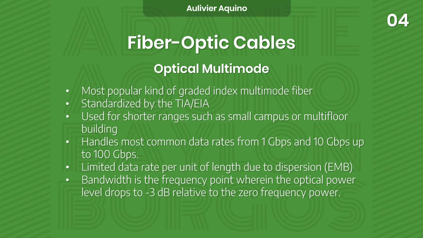Optical multimode, or simply OM, is the most popular kind of graded index multimode fiber. It is standardized by the TIA or EIA. It is used for shorter ranges such as small campus or multi-floor buildings. It handles most common data rates from 1 GB per second and 10 GB per second up to 100 GB per second. Limited data rate. Optical multimode has limited data rate per unit of length due to dispersion. The bandwidth is the frequency point wherein the optical power level drops to -3 decibels relative to the zero frequency power.